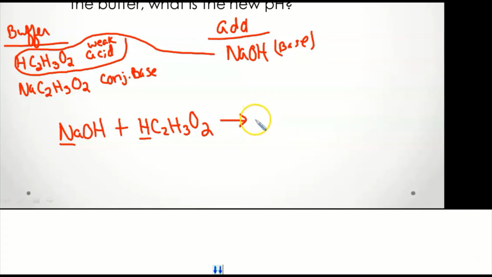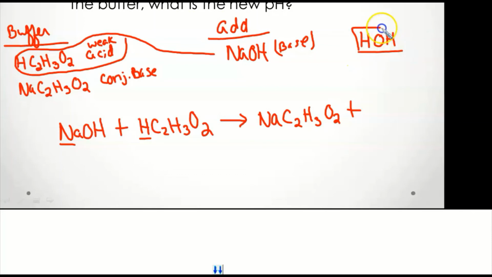So let's just do the double displacement. Sodium is going to end up with that acetate. And then hydrogen and hydroxide are going to hook up. Hydrogen and hydroxide, that is water. So now, I would highly recommend to do this.